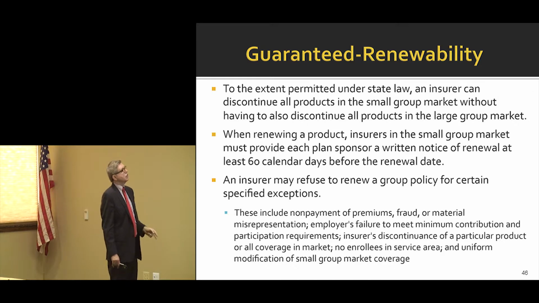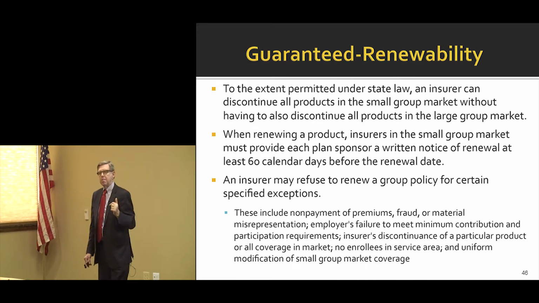Now, to the extent permitted under state law, an insurer can discontinue products in the small group market, and in renewing the product, insurers in the small group market must provide each plan sponsor a written notice of renewal at least 60 days before the renewal. An insurer may refuse to renew a group product for certain specified exceptions. These include non-payment of premiums, fraud, material misrepresentation, the employer's failure to meet minimum contribution and participation requirements, the insurer's discontinuance of a particular product or all coverage in the market, no enrollees in the service area, and uniform modifications.